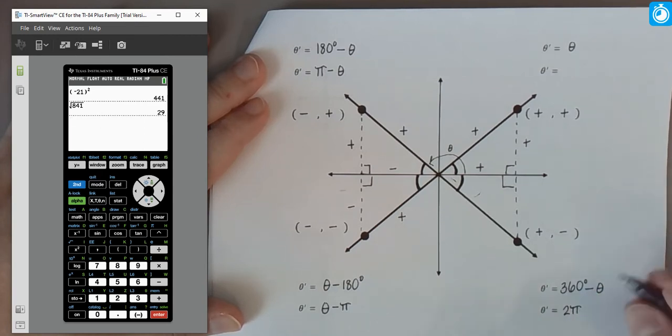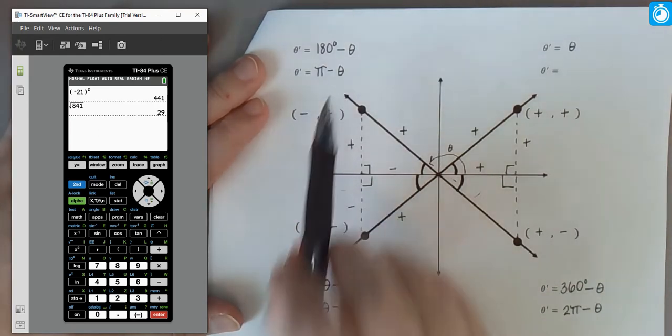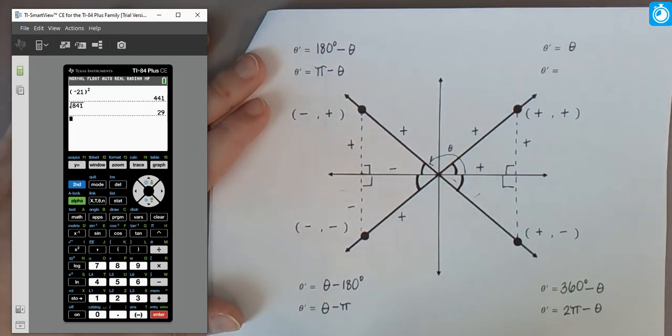Fourth quadrant, excuse me. Or in radians, it's going to be 2 pi minus theta. So we can use the formulas. You certainly can use them if you need. Try not to rely on memorizing formulas though. We are going to get to the point where we do have to memorize some. These are not ones that are worth your time to memorize.